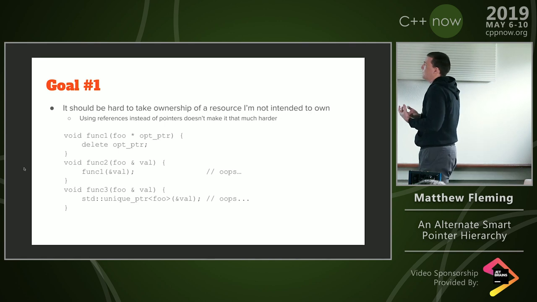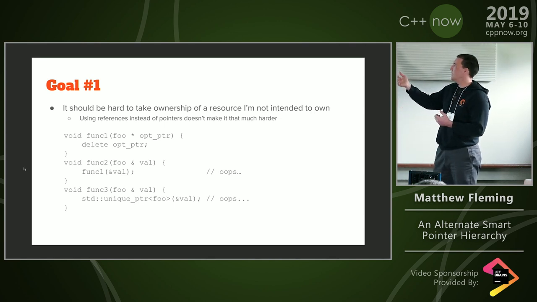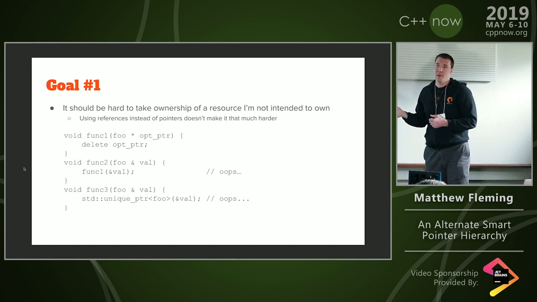Using references doesn't really fix the problem. I mean, it's a little more obvious. Maybe I shouldn't delete an ampersand reference or stuff the address of a thing from a raw reference into a unique pointer. But it's still possible to type it. It'll still compile.